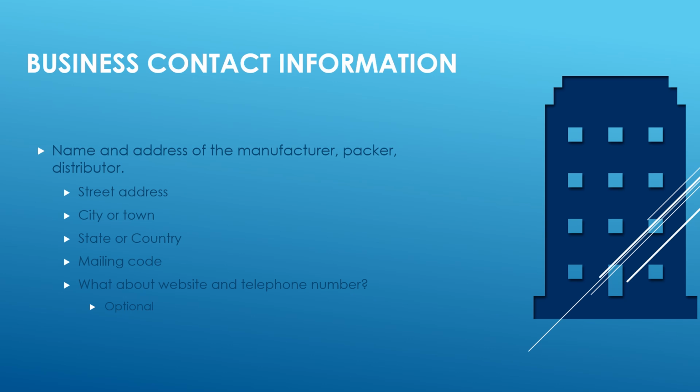Your business contact information, the name and address of the manufacturer, packer, or distributor. So if you've paid attention to labeling, you've seen that certain packaging have distributed by, others have manufactured by. So if you are yourself producing the product, it's manufactured by. If you are using a co-packer or someone else's product but repacking, it's usually distributed by.